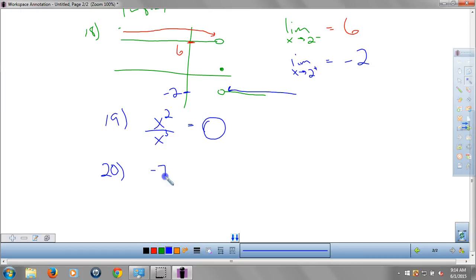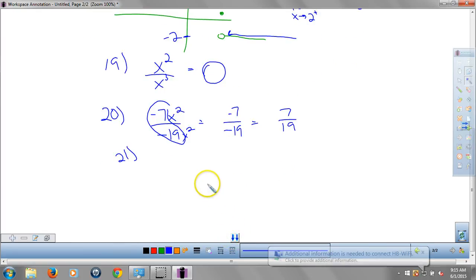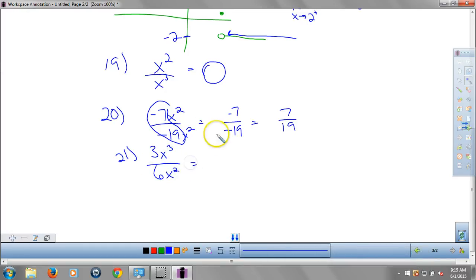Now for this one, we grab our 2 largest ones, and they're the same. So remember, when they're the same, you just take your leading coefficients. So you get negative 7 over negative 19, which is just 7 over 19. And this one, we take our biggest exponents. Top is bigger, so that means it goes off to infinity.